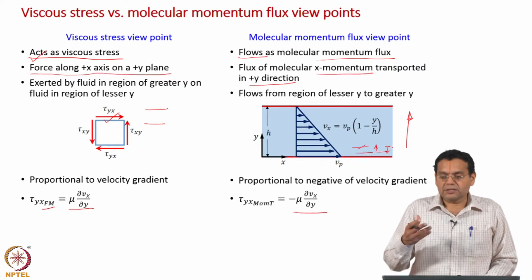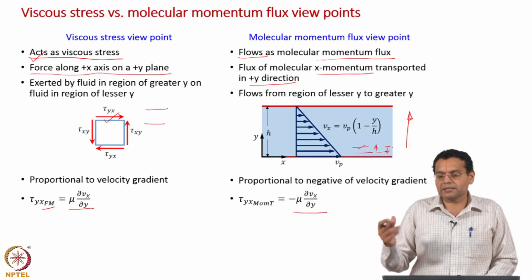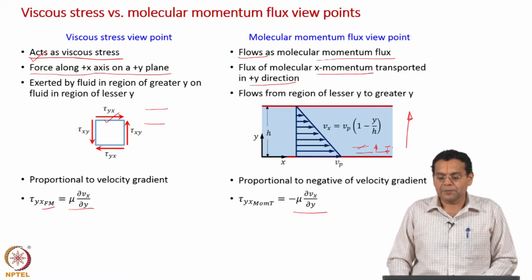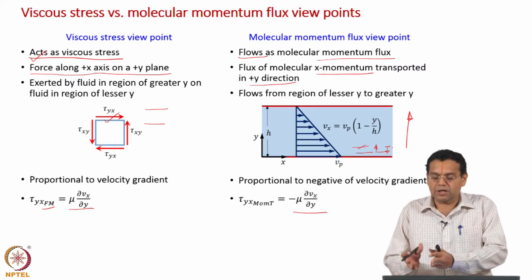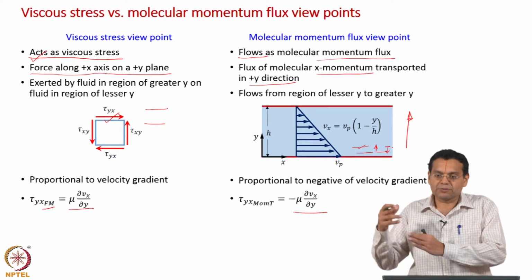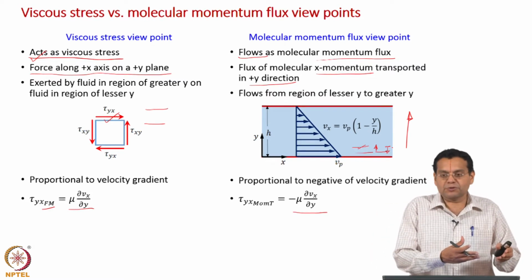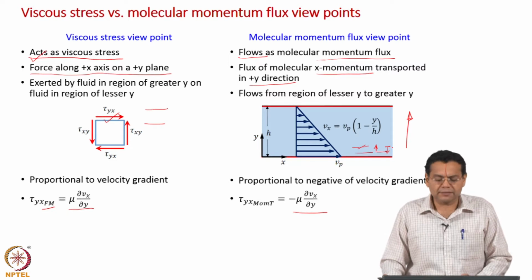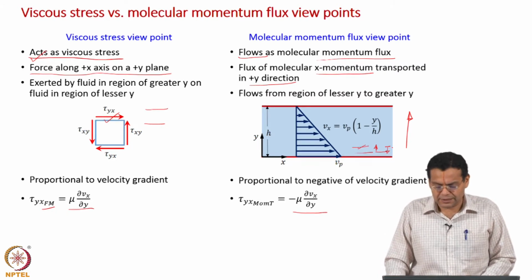In Newton's law, you have the rate of change of momentum on one side and forces on the other. Divide each by area. The left hand side is similar to the molecular momentum flux, and the right hand side is force per area, which is our viscous stress viewpoint. Of course, more formal derivations are possible, but we are not discussing that.